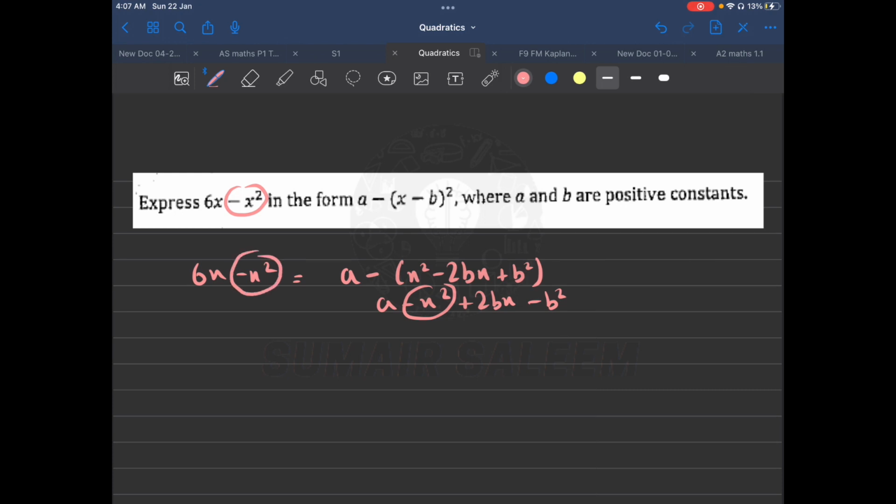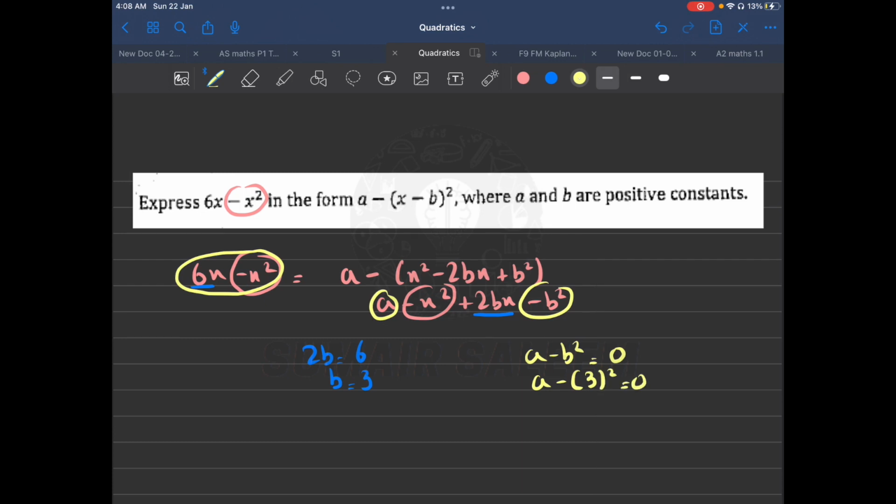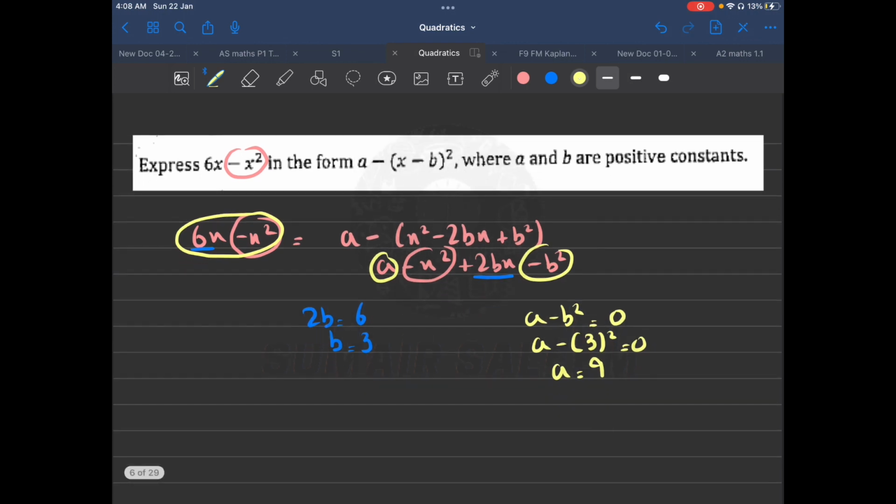Just ignore this. Okay, so what's written with x? 2b. And here, what's written with x? 6. Can I say that b is equal to 3? Now, what's written without x? A minus b square. And here, there is nothing without x. That means it's 0. Do I know the value of b? Yes, sir, it's 3. So my value of a will become 9. So my answer will be 9 minus x minus 3 whole square.